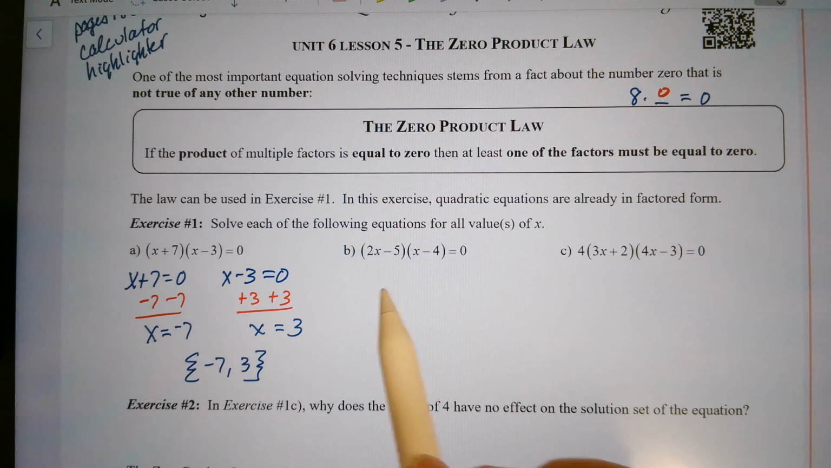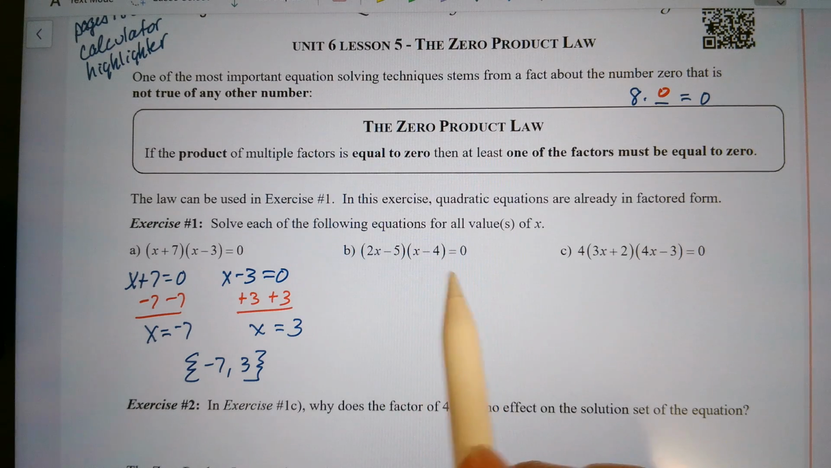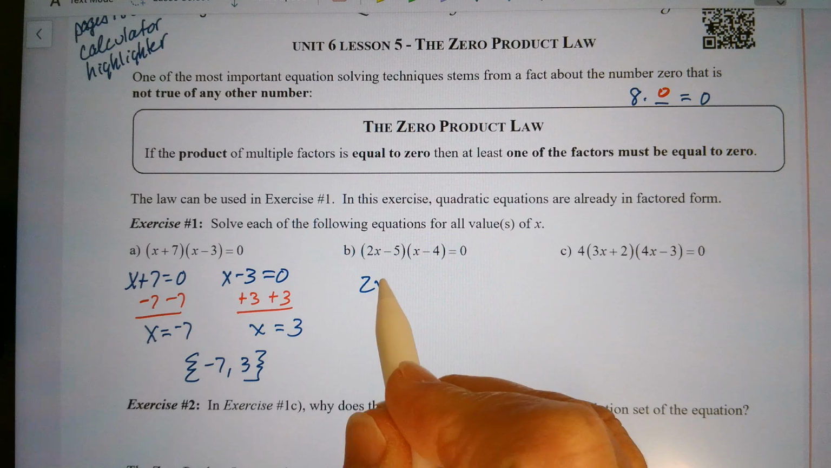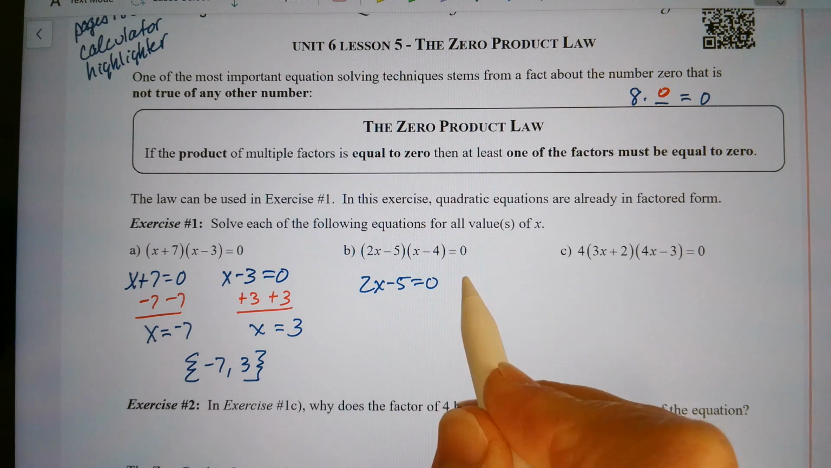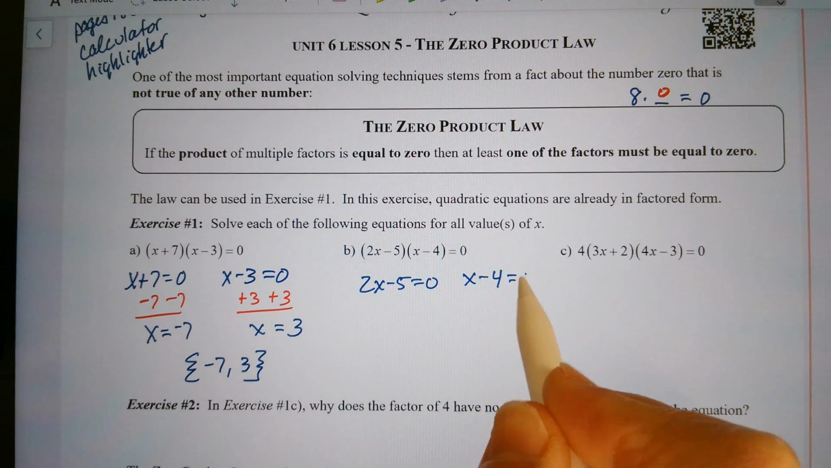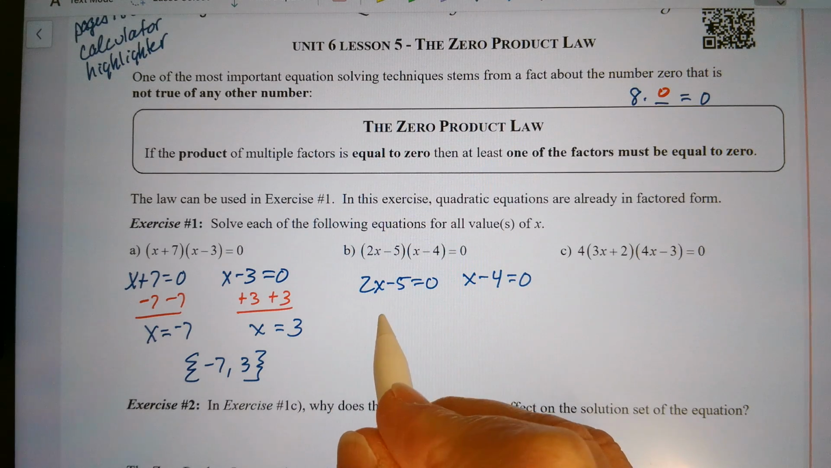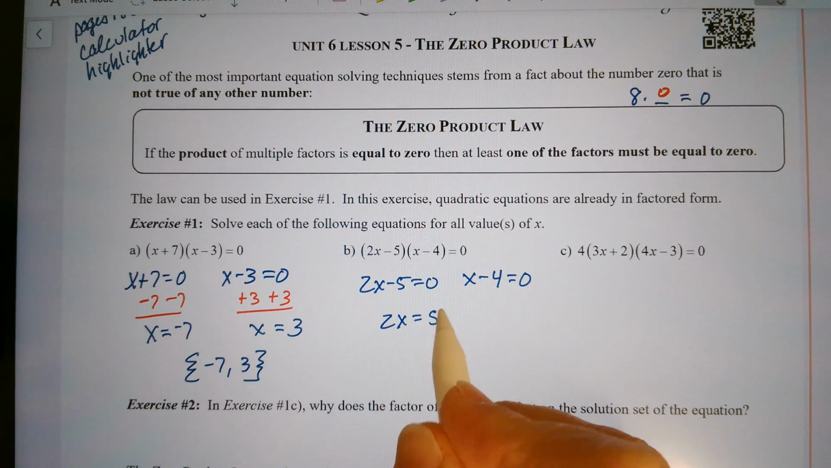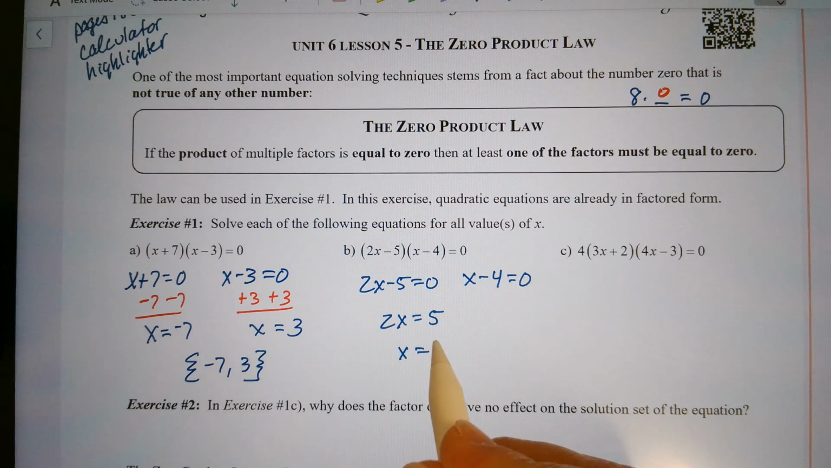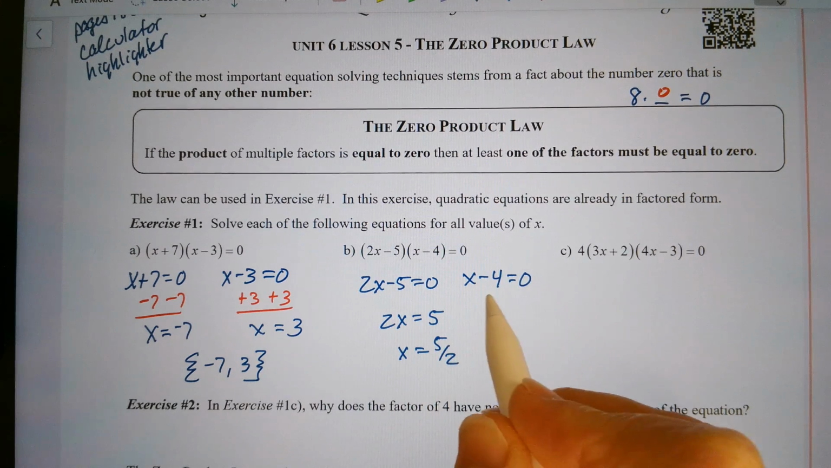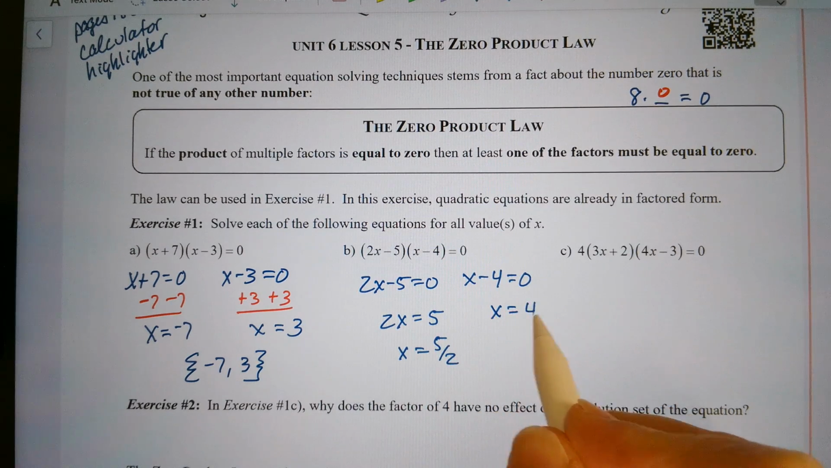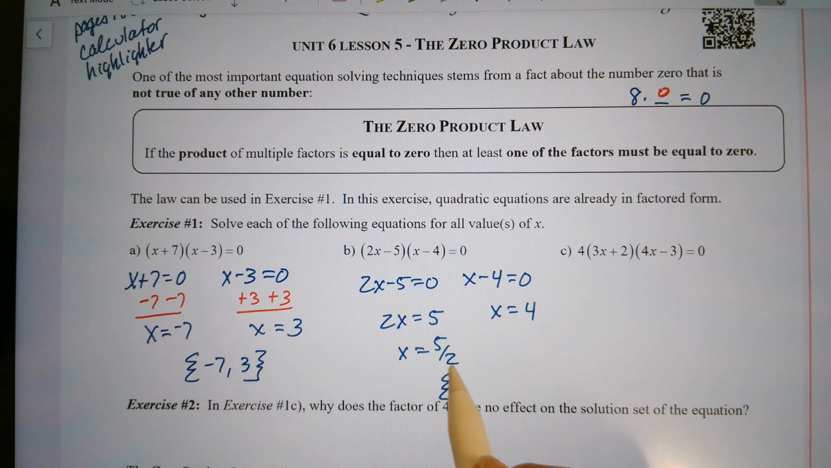So if 2x minus 5 times x minus 4 equals 0, then either 2x minus 5 is equal to 0 or x minus 4 is equal to 0. Solving, adding 5 to both sides, I'm not going to show that step, and then dividing by 2. Adding 4 to both sides. So we have two solutions here for x, 5 halves and 4.